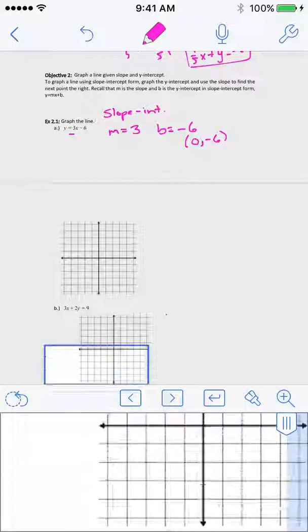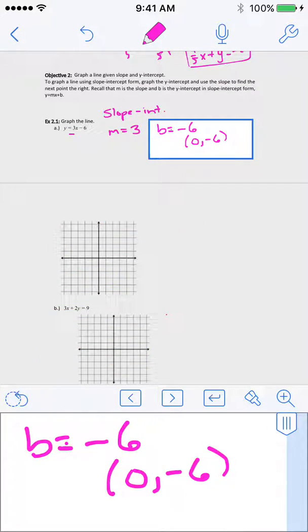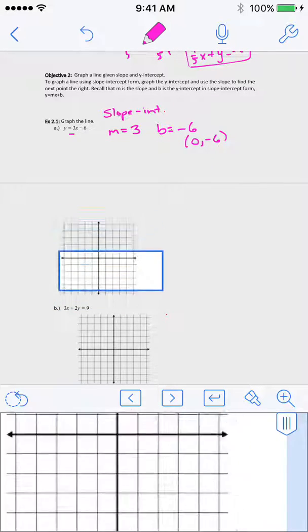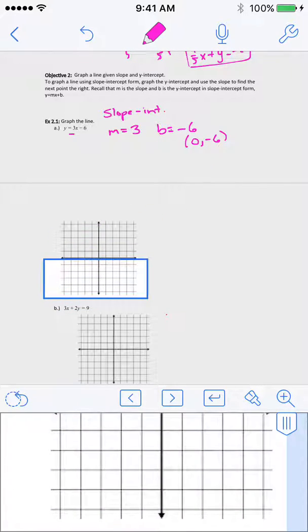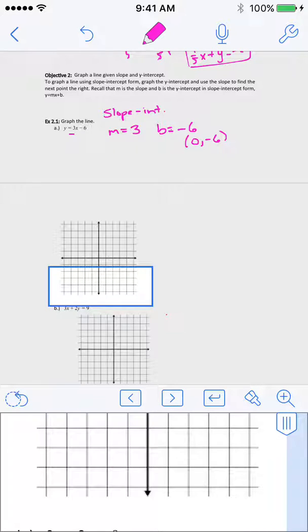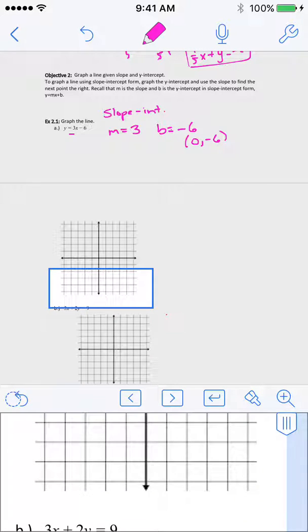Now let's use that information to graph. So again, we'll start with our starting point, our (0, negative 6). Now my graph over here goes down to negative 5, and I have one of two options. I could just add a line at the bottom here and say, okay, (0, negative 6) occurs right around there, which I think I'm going to do this time.